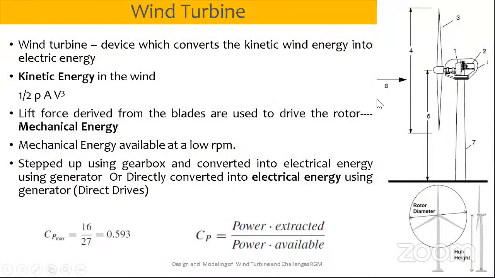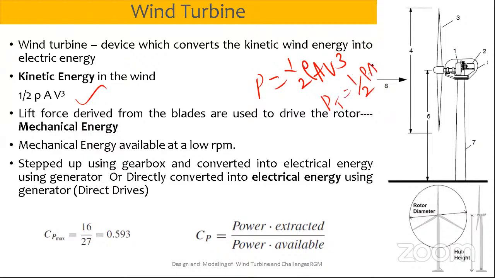Now I will explain the wind turbine. The wind turbine is a device which converts mechanical energy into electrical energy. I told you that the power available in the wind is equal to half rho A v cube. But the power developed by the turbine is P equal to half rho A v cube into Cp. Cp is nothing but the power coefficient, which is how much power is extracted compared to the maximum power available in the wind.